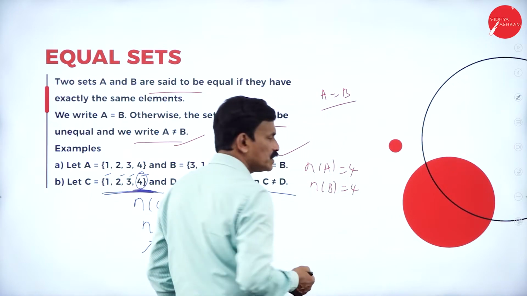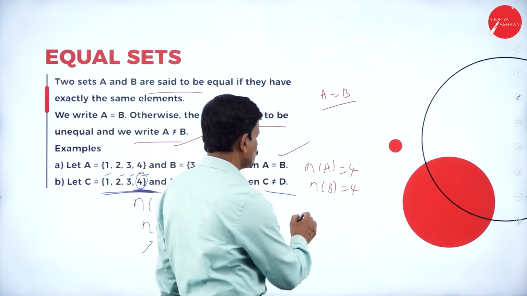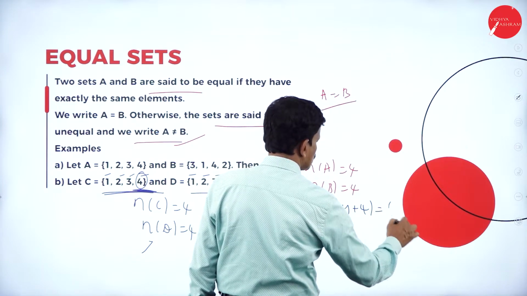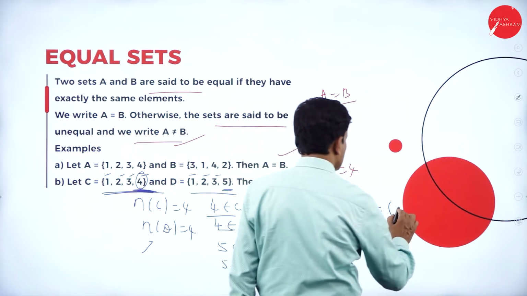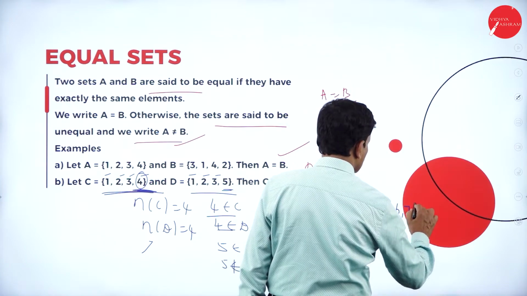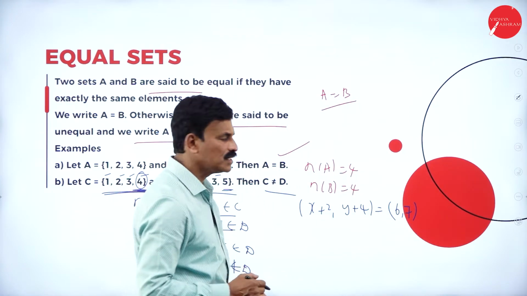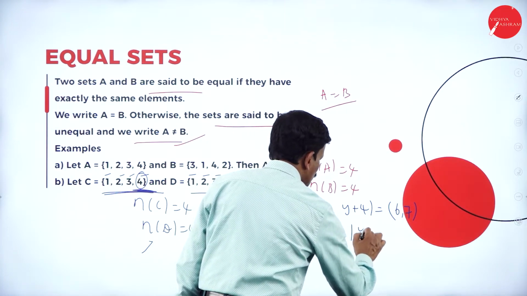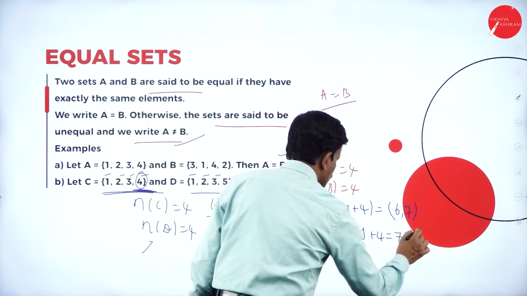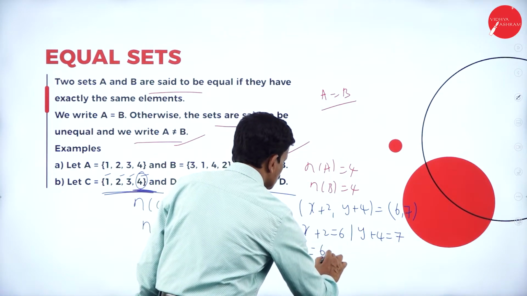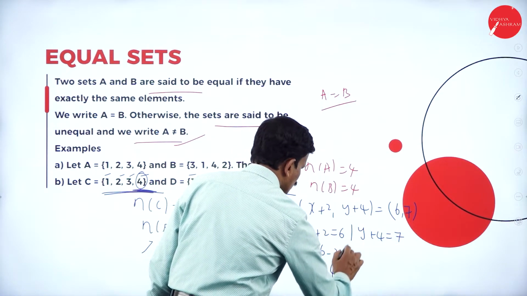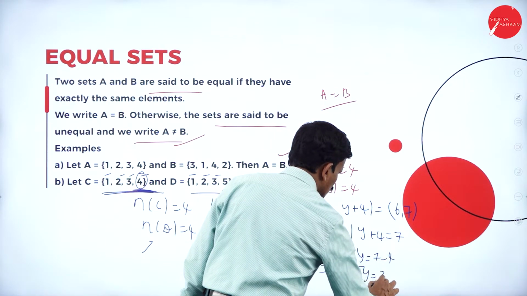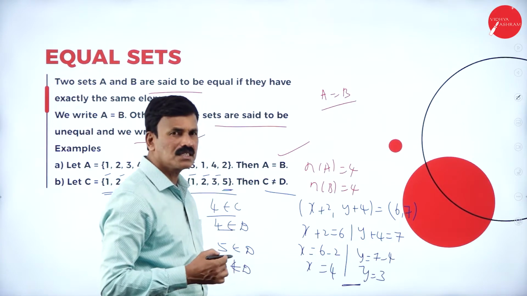In the examination, they may ask for 2 marks. If two sets are equal, like this, (x plus 2, y plus 4) is equal to (6, 7), find the values of x and y. So how to find x? x plus 2 is equal to 6 and y plus 4 is equal to 7. From this we can write x is equal to 6 minus 2, x is equal to 4, and y is equal to 7 minus 4, that is y is equal to 3. So the value of x and y is 4 and 3.